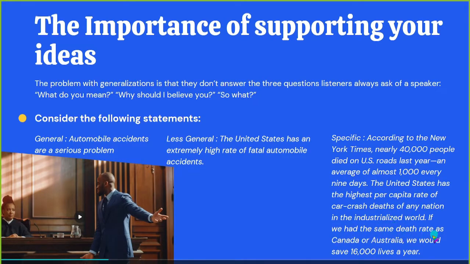So if we had the same death rate as Canada and Australia, we would save 16 lives a day. That gives you some examples that are clearer and enhance other people's understanding of what you are saying in your public speech. So you have to be specific when you are giving examples in your outline or in your public speech. That is why it is to enhance and clarify the ideas of the speaker. So that is the importance of supporting your ideas.